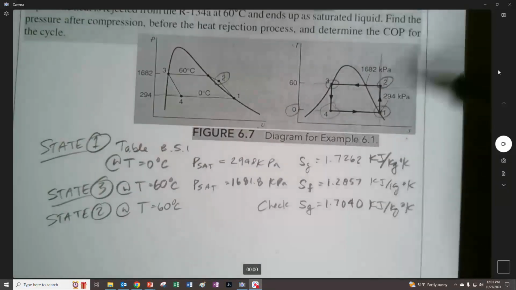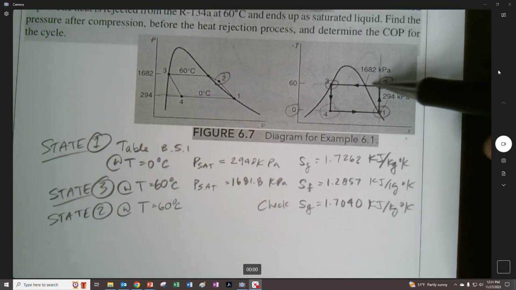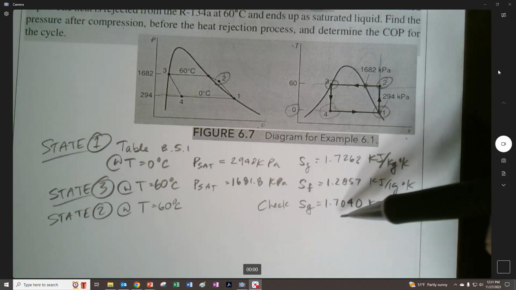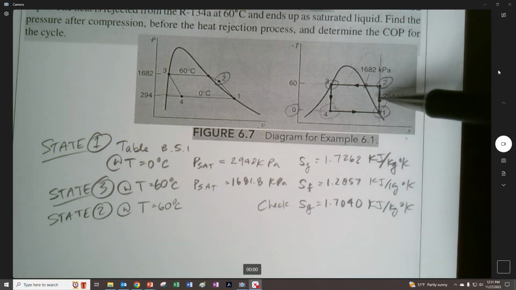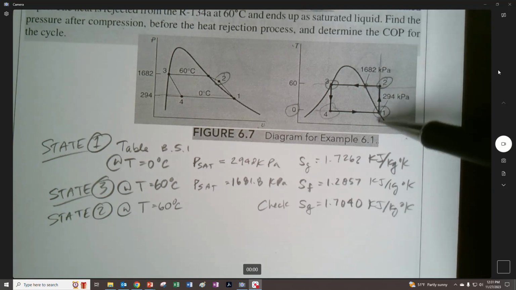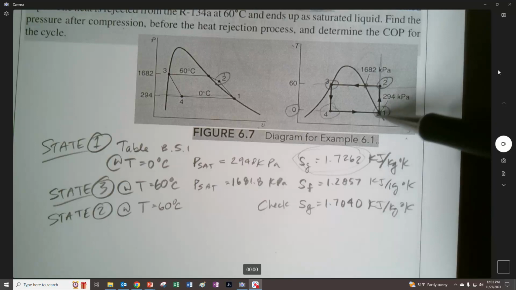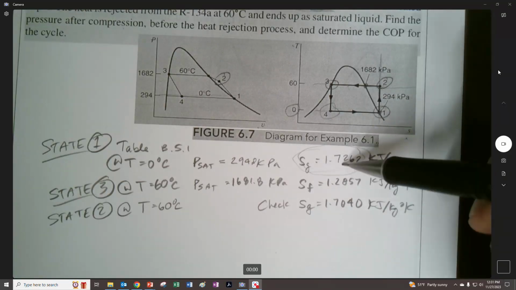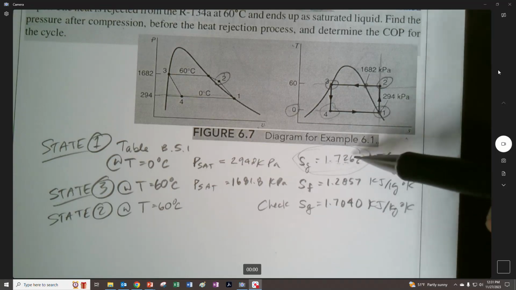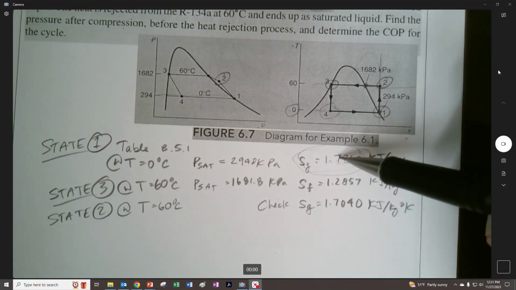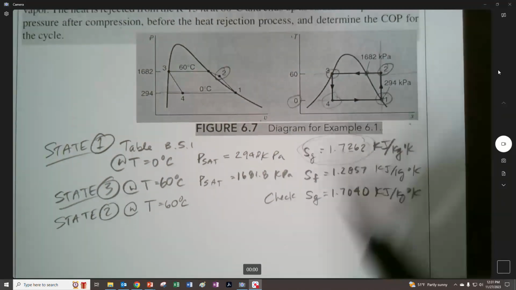So we know that at state 2, we are actually going to be superheated, because this is that spot right there. What we need to do is we're going to be isentropic from 1 to 2. So we need to be on the lookout. Where can we find 1.7262 in the superheated tables?